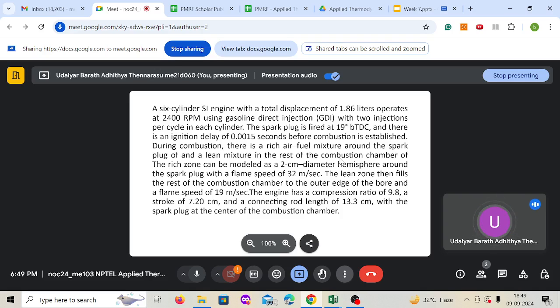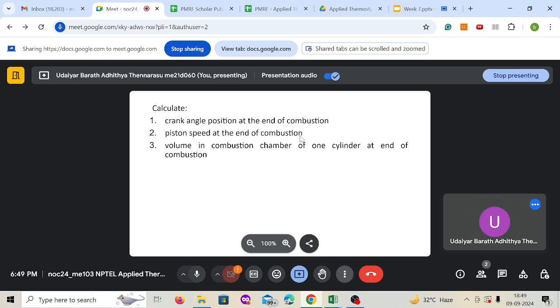The engine has a compression ratio of 9.8, a stroke of 7.2 cm, and a connecting rod length of 13.3 cm, with a spark plug at the center of the combustion chamber. Calculate the crank angle position at the end of combustion, the piston speed at the end of combustion, and the volume in the combustion chamber of 1 cylinder at the end of combustion.